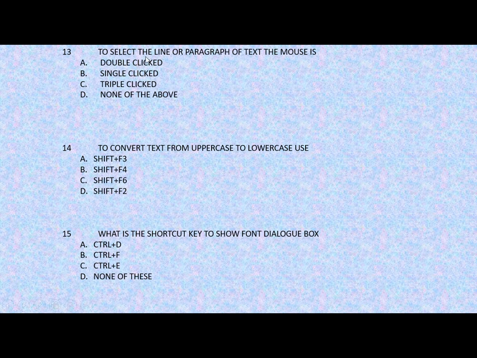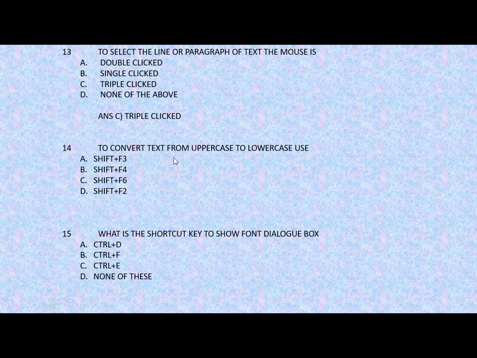Next question is, to select the line or paragraph of text, the mouse is double clicked, single clicked, triple clicked, or none of the above. Means if we have written a paragraph like this, then to select the entire paragraph, here we will double click at the end, double click, single click, or triple click. The correct answer is C, that is triple click.